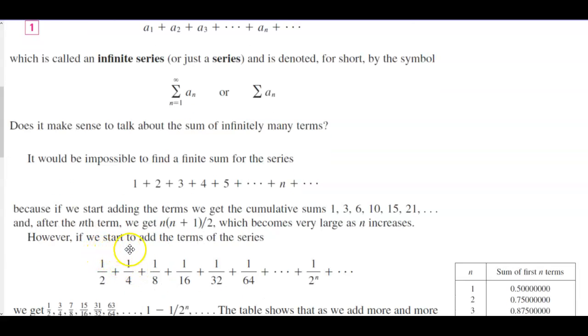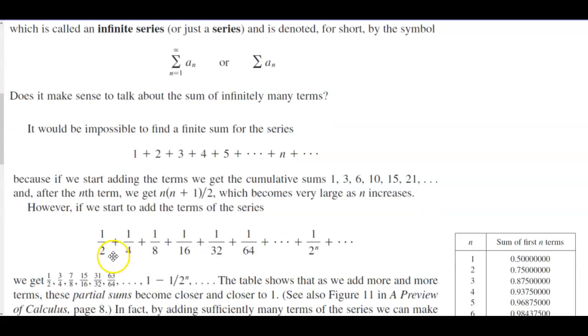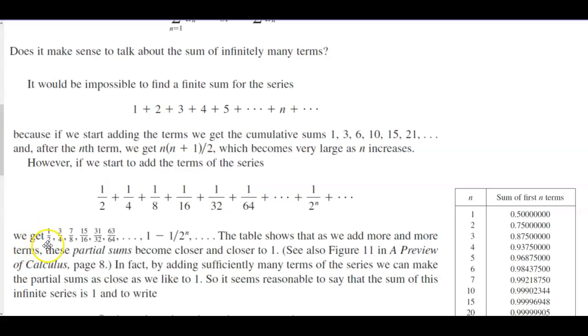However, if we start to add the terms of this other series, then we would get 1 over 2 plus 1 over 4 plus 1 over 8 plus 1 over 16 plus 1 over 32 plus 1 over 64. And the common theme in the denominator is you're taking 2 and raising it to a power of n. So this becomes 1 over 2 to the n. And then we would get partial sums 1/2, 3/4, 7/8, 15 over 16, 31 over 32, 63 over 64, which means we would take 1 and then subtract 1 over 2 to the nth power.